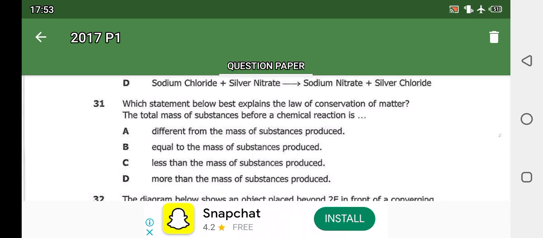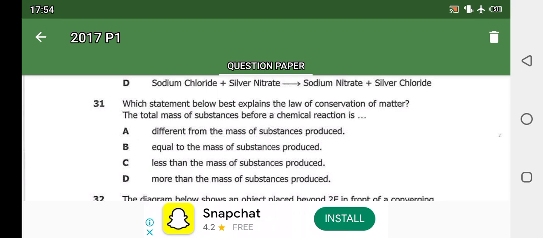Which statement below best explains the law of conservation of matter? Mind you, we have two laws: the law of conservation of energy and the law of conservation of matter. And they are very similar. The answers are as follows. A, different, no. B, equal to the mass of the product.